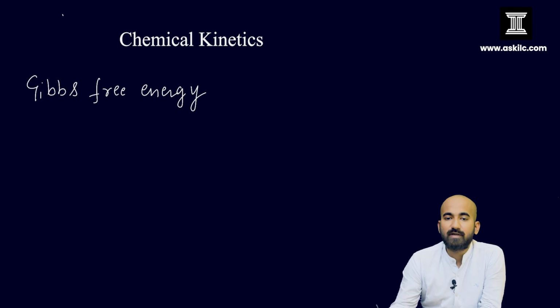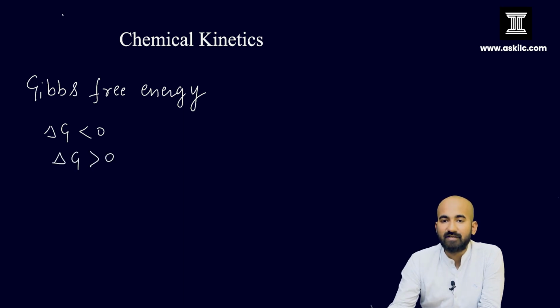So if a reaction has negative Gibbs free energy, we say that reaction is feasible, and if a reaction has positive Gibbs free energy, we say that reaction is not feasible. What do I mean? It tells you whether a reaction will happen or will not happen. But that doesn't tell you how fast a reaction will happen. Say for example, certain reactions are feasible according to thermodynamics.